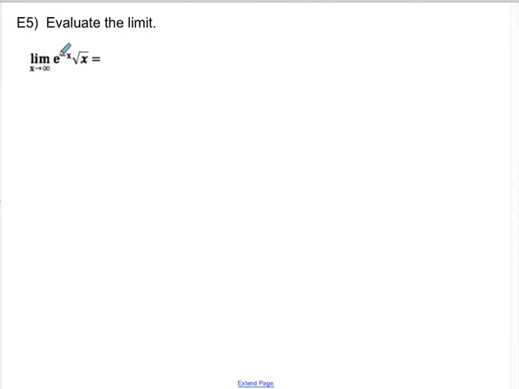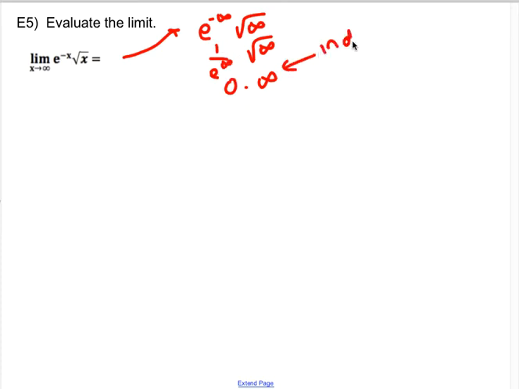Okay, so this is actually a perfect example of that. Let's look at what this is. If I were to plug in, I would get an e to the negative infinity times the square root of infinity. Well, e to the negative infinity is the same as this, right? So this is a 0 times an infinity, because square root of infinity is still infinitely large, and 1 over something infinite is 0. So this is definitely an indeterminate form.